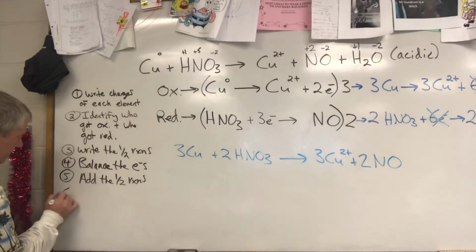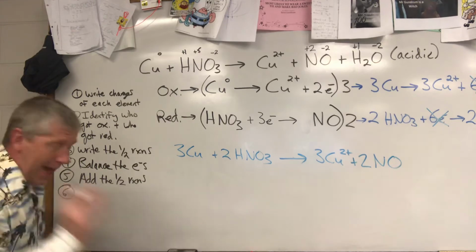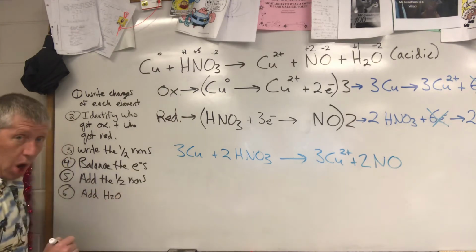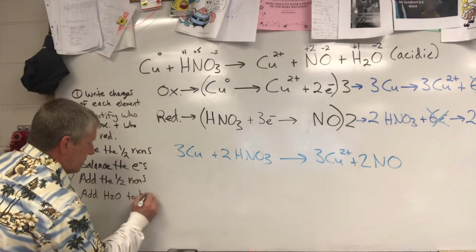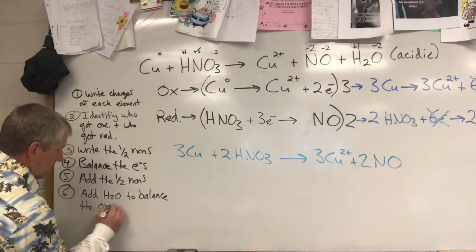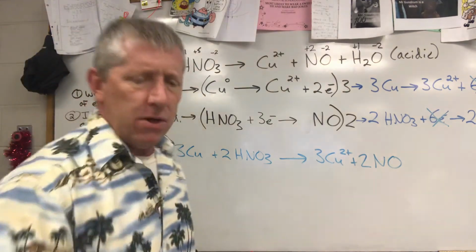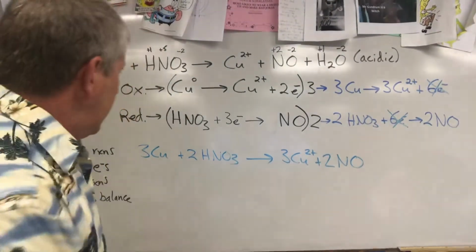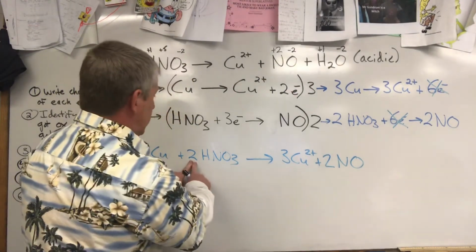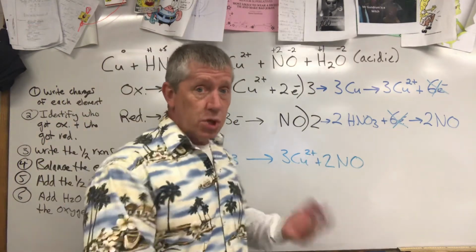Step 6. Now what we're going to do is add H2O, add water, to balance the oxygen. What are you talking about, balance the oxygen? Well, look at the equation. The oxygen is not balanced. I have 6 of them here. Remember, there's a 2 coefficient down here, 2 times 3 is 6 here, and 2 here. It's not balanced. 6 and 2, we've got to balance the oxygen.